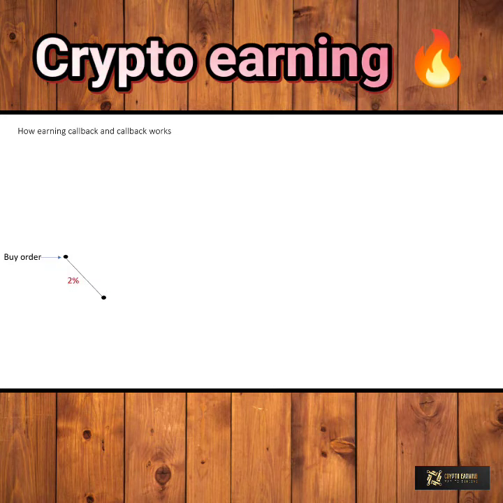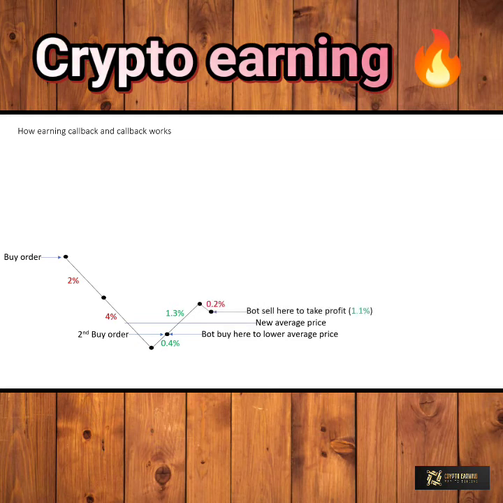What if the market continues to dip even more, such that it dips into a 6% loss without retracing 0.4%? The second buy order trigger will wait for it to go to the lowest point, and when a 0.4% of increase happens, it will then place a buy order, hence reducing the average price to even lower. It then does the same where it waits for the price to go above 1.3% of the new average price and then drops by 0.2%, which it will sell the position to take profit.